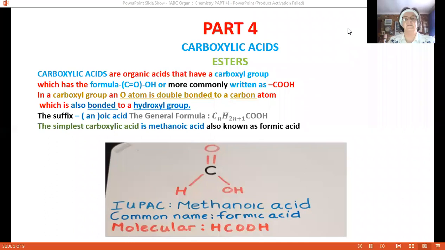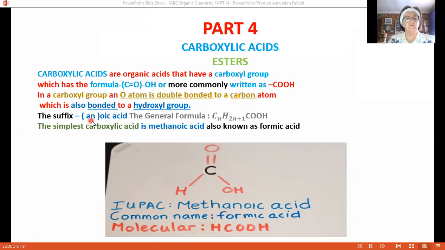If we look at carboxylic acids, we can see they are organic acids that have a carboxyl group, which has the formula C double bond O, OH, or commonly written as COOH. In a carboxyl group, an oxygen atom is double bonded to a carbon atom, which is then also bonded to a hydroxyl group. The suffix then being oic acid.